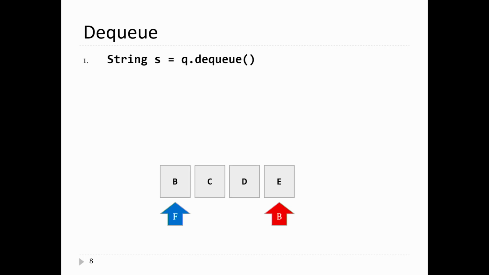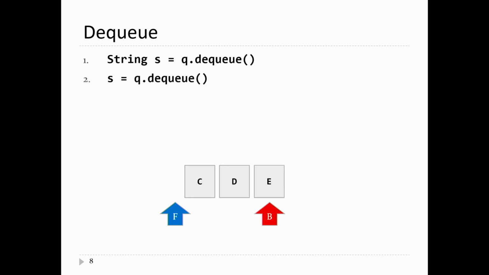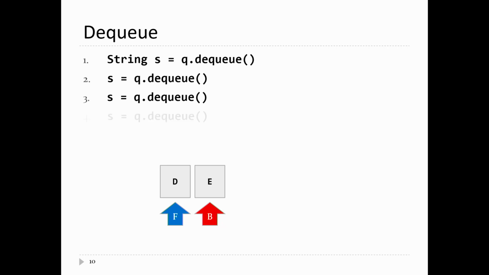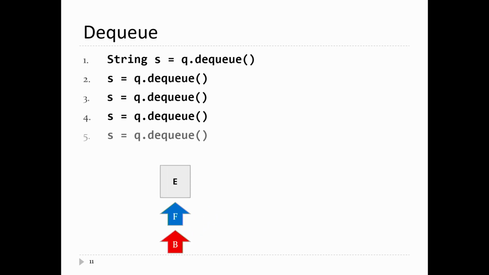So dequeue the second element. The B is going to come out, and then shuffle all the elements forward 1 position. C comes out, the D comes out. I guess I should let this animate so that we reinforce that the elements are shuffling forward. And now the E comes out, and now you have an empty queue. If you try to dequeue the empty queue, typically an error occurs.